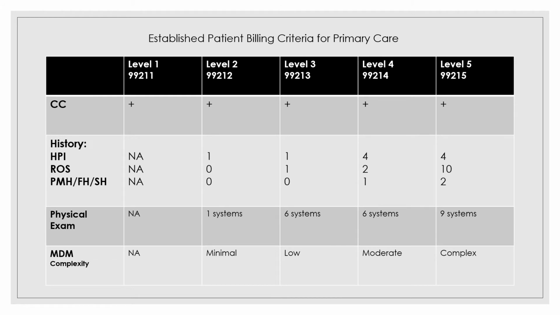So here you can see the established patient billing criteria for primary care. You can see the variance among the levels is very similar to new patients, but it's not as necessary to reach a level 1. So level 1 in this case would probably be the patient's chief complaint is, I'm here for a flu vaccine today. You don't need to get history, you just need to get consent. Physical exam does not need to be done. They're simply given a flu vaccine, most likely by the MA, not even by the physician. So you can see some of the differences here.